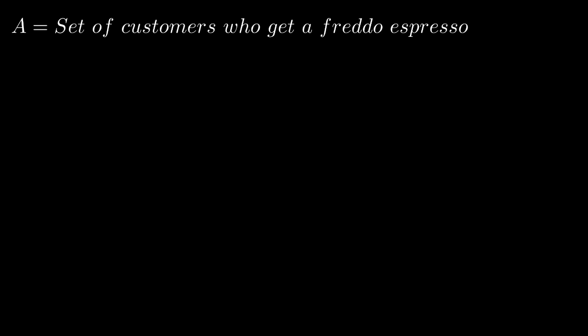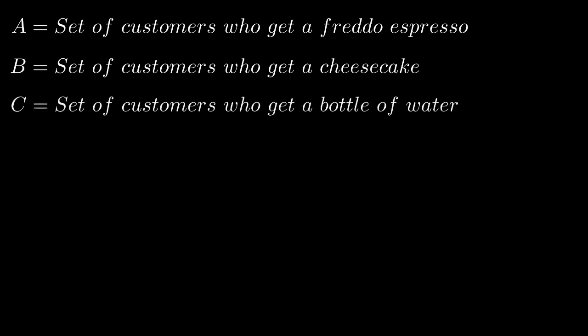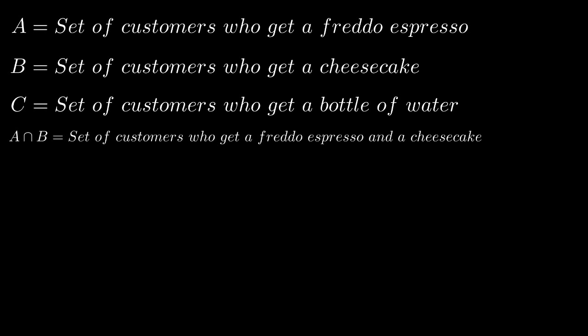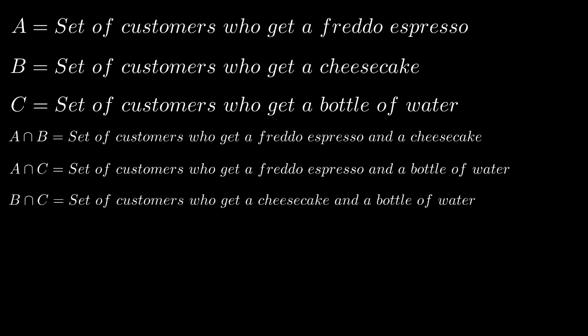Let's start out by making a few definitions. Let's call A the set of people who get a Freddo espresso. Set B is the set of customers who get a cheesecake. And set C is the set of customers who get a bottle of water. We'll be making use of the algebra of sets. So A intersection B is the set of customers who get a Freddo espresso and a cheesecake. A intersection C is a set of customers who get a Freddo espresso and a bottle of water. And B intersection C is a set of customers who get a cheesecake and a bottle of water.